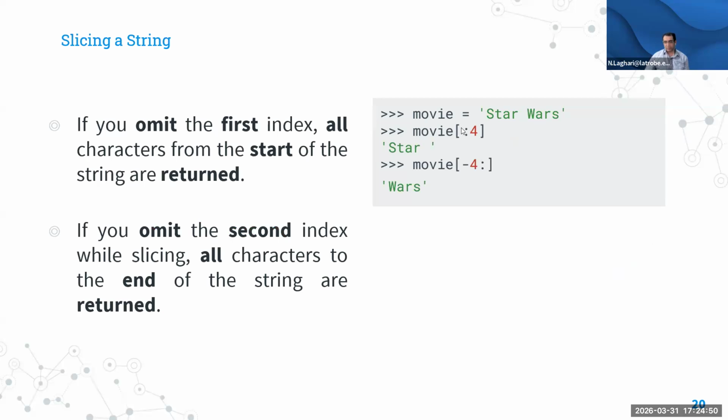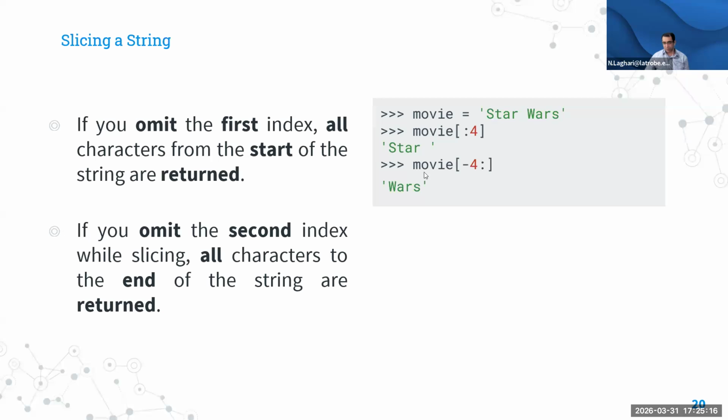And if we want to write it like this, up to 4, where we do not mention the first part, if the first part of your slice is not mentioned, it starts with 0. Okay. So from 0 to 4, but not including 4. So 0, 1, 2, and 3. So it will be printing STAR.